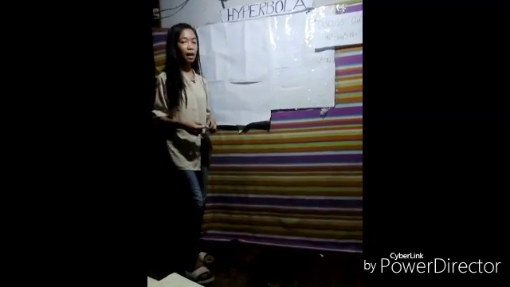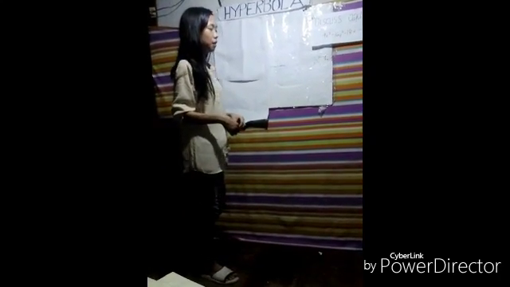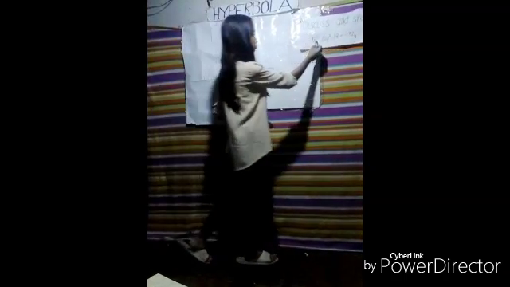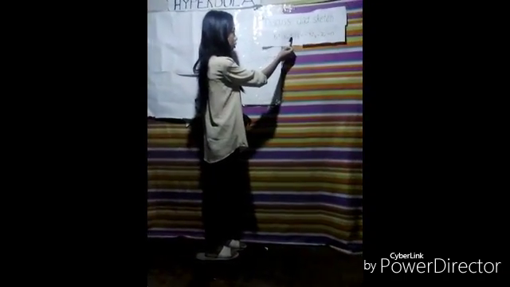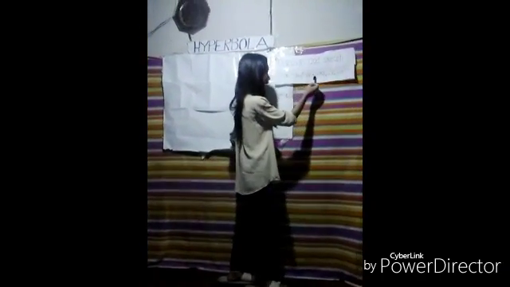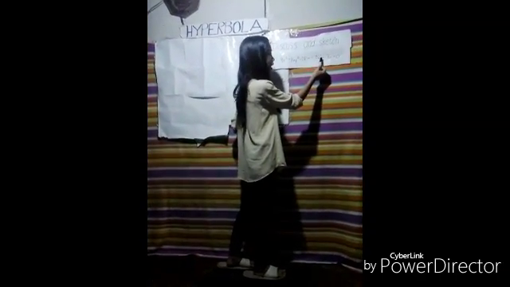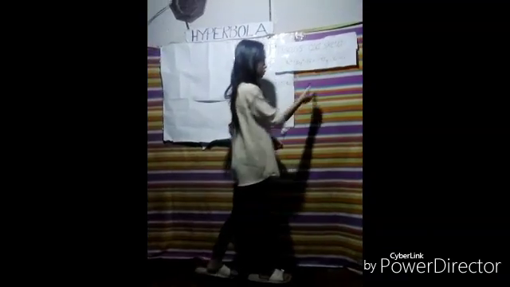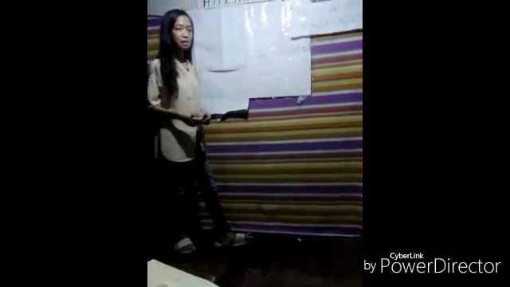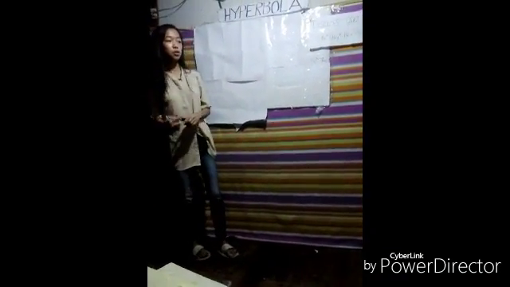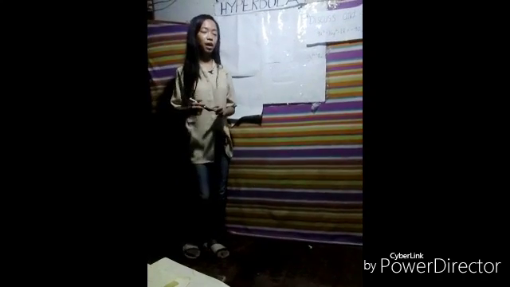Problem number 2. Discuss and sketch the graph of the hyperbola with the general form 9x squared minus 16y squared minus 18x minus 32y minus 36 is equal to 0. So, the first thing that we must do is to group the terms into its variable.